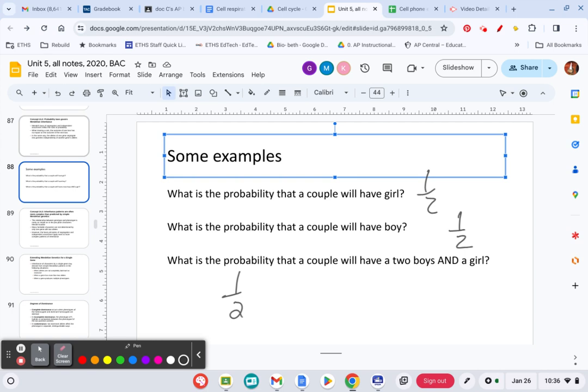Each event is completely independent of each other. So, probability of having a boy? 1/2. Probability of having a boy? 1/2. Probability of having a girl? So it's 1/8.